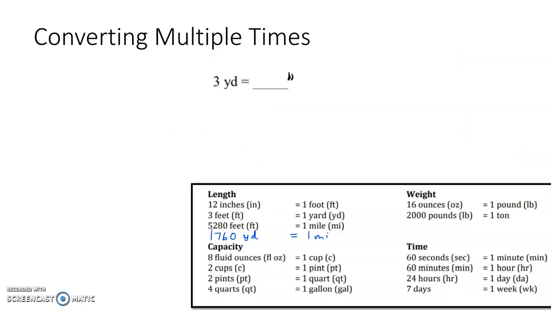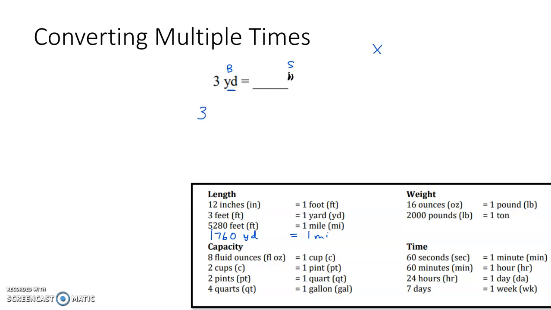The last questions we're going to look at are about converting multiple times. So in this example, we're going to convert yards to inches. So we're going to go from a bigger unit to a smaller unit, so we're going to be multiplying.